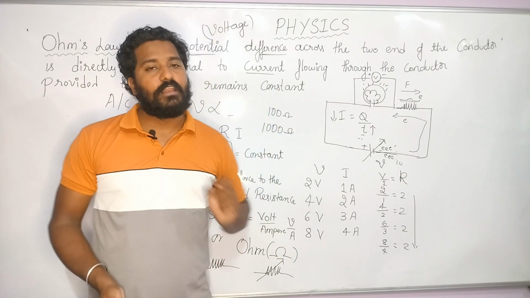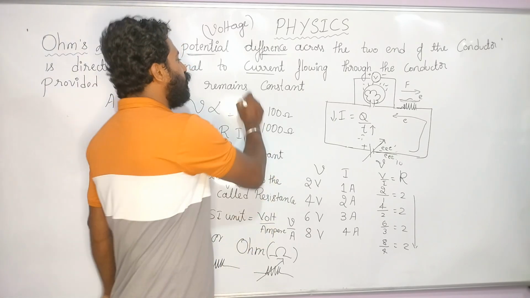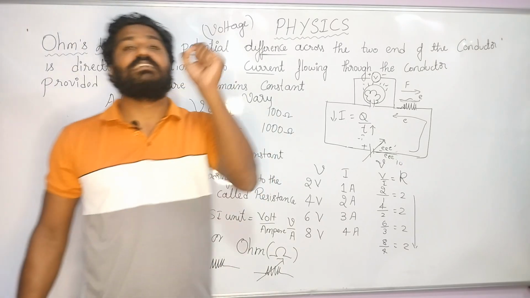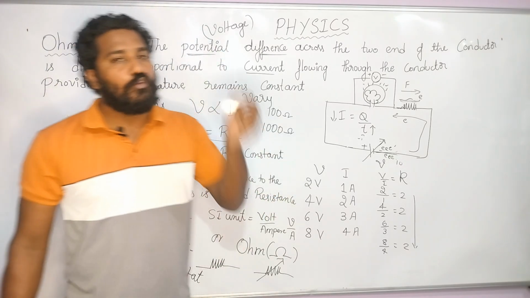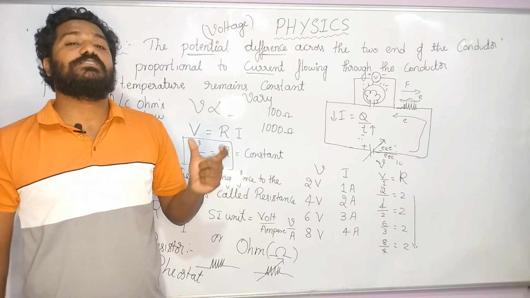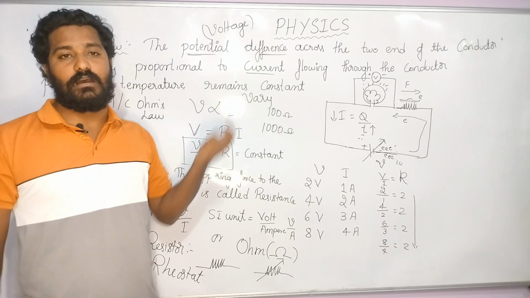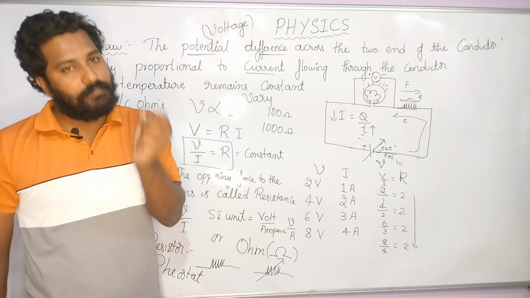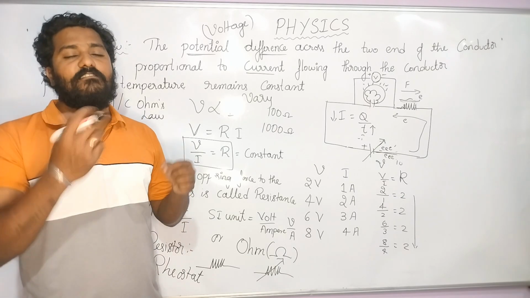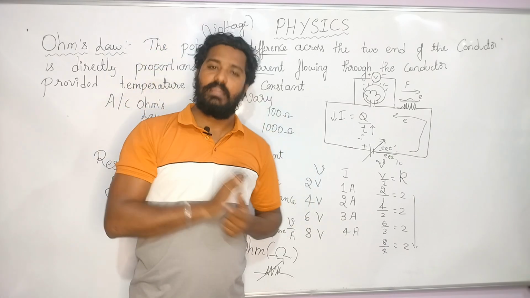So, the definition for a rheostat: it is a component which is used to vary the resistance in a given circuit. If you want to vary the resistance in a given circuit, that component we call a rheostat or a variable resistor. Variable resistor and rheostat are the same. With it we can increase or decrease the resistance.